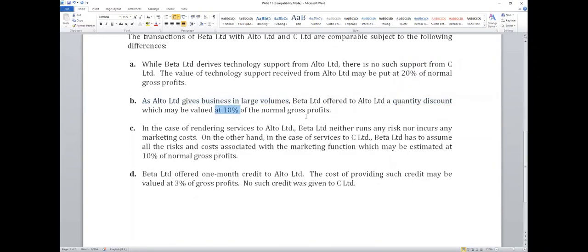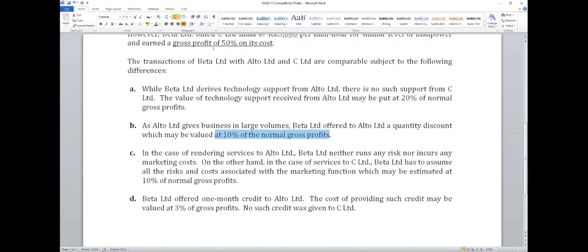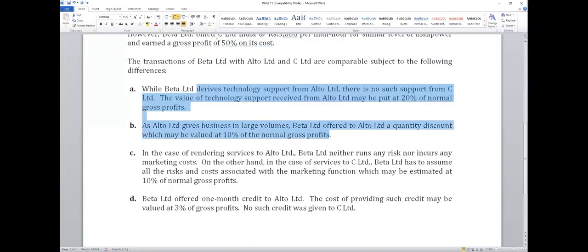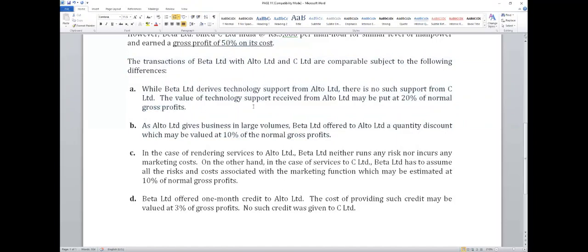அதுல ஒரு டிஸ்கவுண்ட் கொடுக்கிறதுல எங்களோட billing ஒரு 10% கம்மி ஆயிடுது. 10% of normal GP. What is normal GP? அதுல ஒரு 10% profit எவ்வளவு? So இங்க ஒரு 10% கம்மி பண்றோம் டெக்னாலஜி சப்போர்ட்னால, டிஸ்கவுண்ட்னால ஒரு 5%. So 50 minus 10 minus 5 அப்போ கூட 35% on cost வரணுமே.